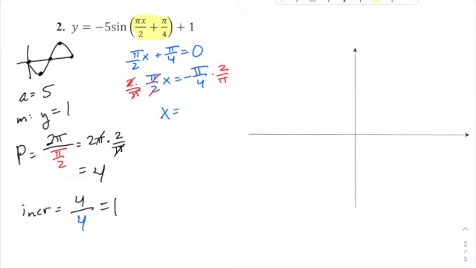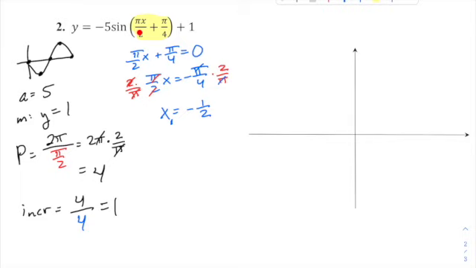And just be careful here. Those pi's are going to cancel, and you're going to get negative 2/4 or negative 1/2. And that is your first key point. This graph has been shifted 1/2 unit to the left. So just the same strategy, you grab the inside and you set it equal to 0.